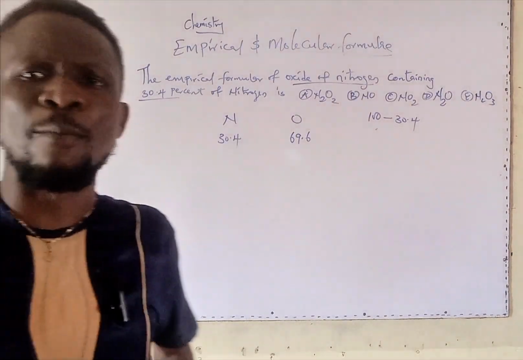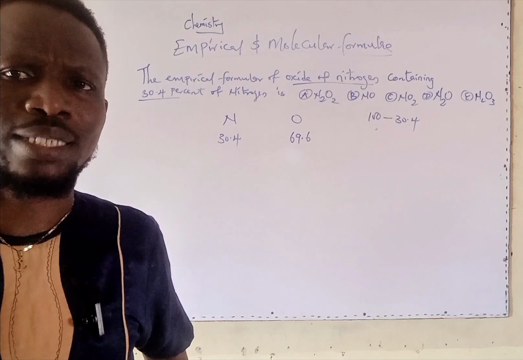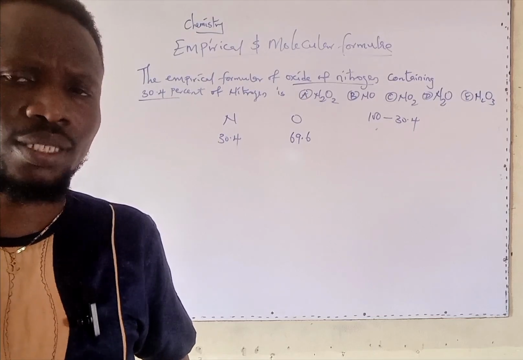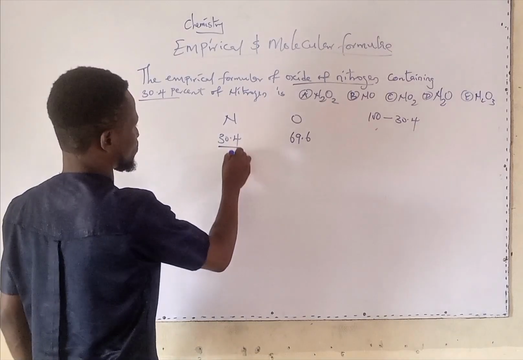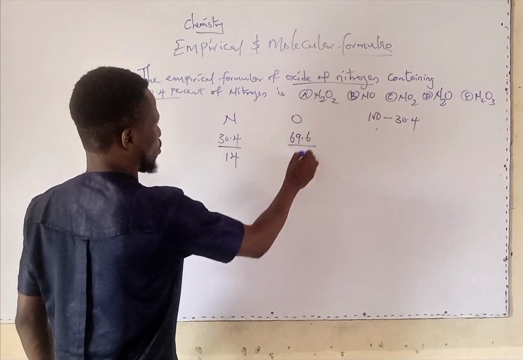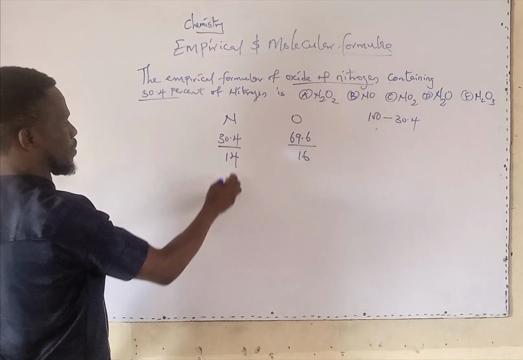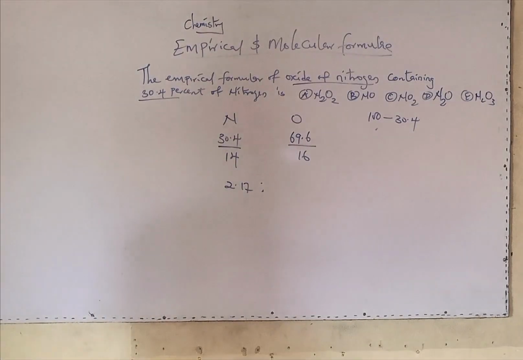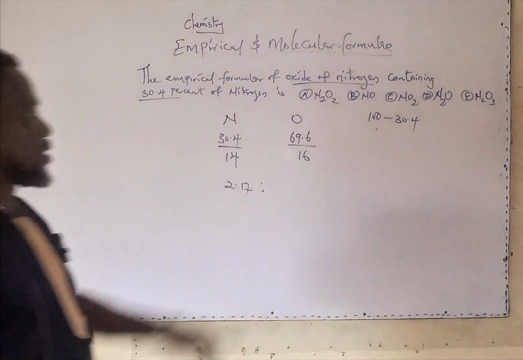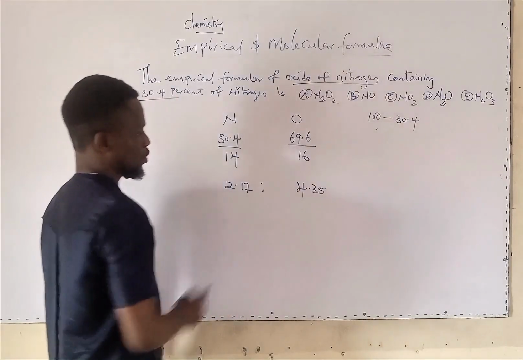In expressing the empirical formula of a compound, you divide by the atomic masses of the elements. What is the atomic mass of nitrogen? 14. What is the atomic mass of oxygen? 16. So 30.4 divided by 14 is 2.17, and 69.6 divided by 16 is 4.35.